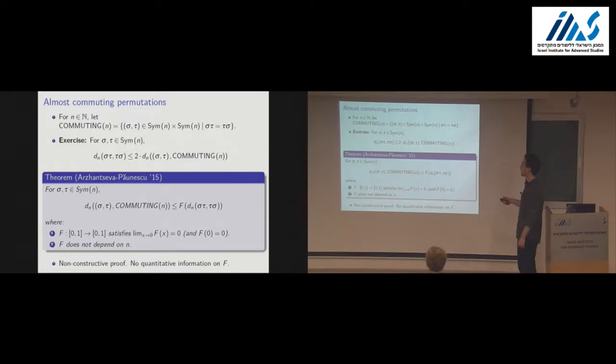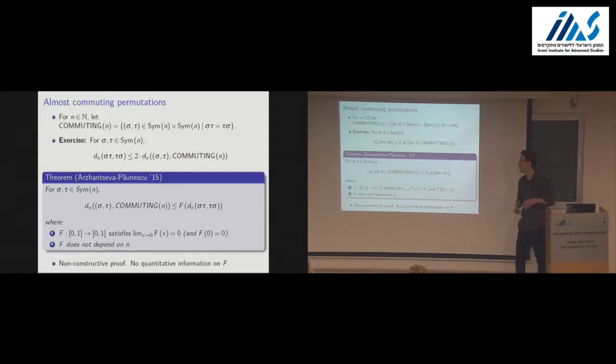And let's first look at this thing that I called an exercise. If I have two permutations, then there are two ways in which I can say that they almost commute. One way, on the right-hand side, is to say that the distance of this pair of permutations to the space of all commuting permutations is small. If I say that this value on the right is small, then they are close to the space of commuting permutations. Another way to say that they almost commute is to say that sigma tau and tau sigma are very close to each other. So these are different notions.